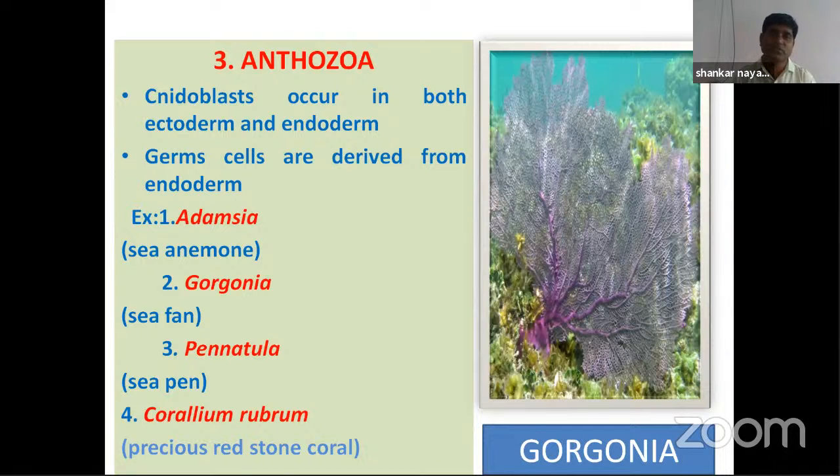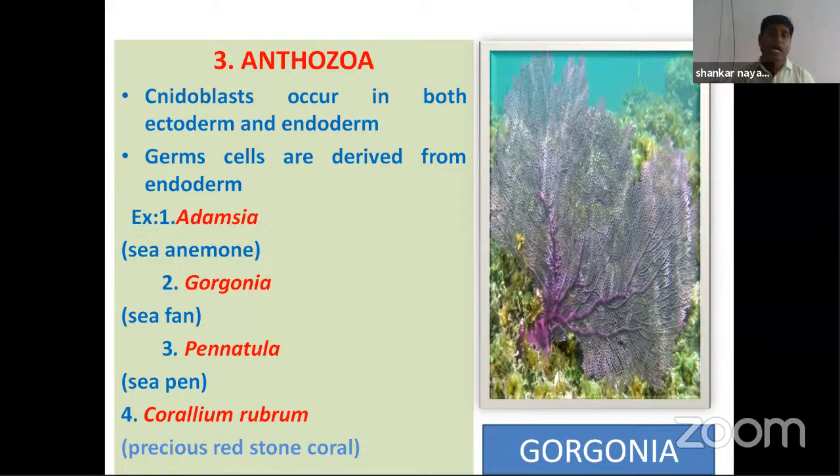These are the best examples for the class Anthozoa: Adamsia, Gorgonia, Pennatula, Corallium rubrum. These 4 are the best examples for Anthozoa, and their common names are very, very important from an examination point of view. All the common names of these 2 phyla are very, very important. Most of the time they are asked in competitive exams also.